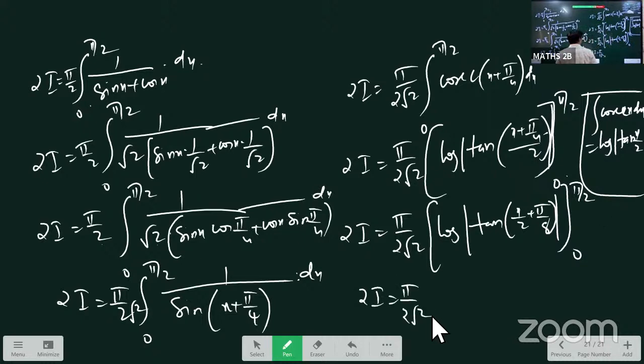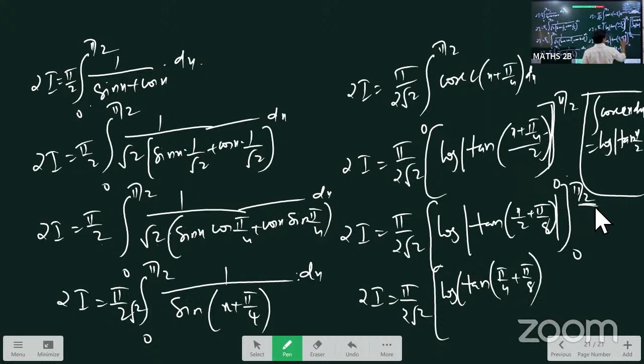Now 2I equal to pi by 2 root 2. Now please apply your upper limit minus lower limit. That is log of tan of pi by 4 plus pi by 8. This becomes, instead of x I substituted pi by 2, and pi by 2 by 2 is pi by 4. Minus log of tan of 0 plus pi by 8, because x is 0 now. If x is 0, then 0 plus pi by 8. Okay, now next step.